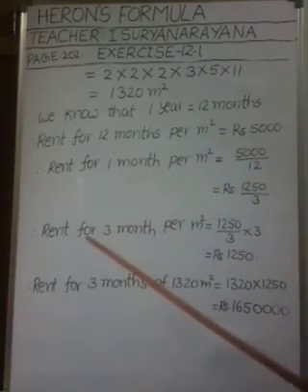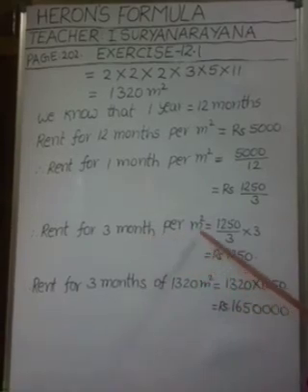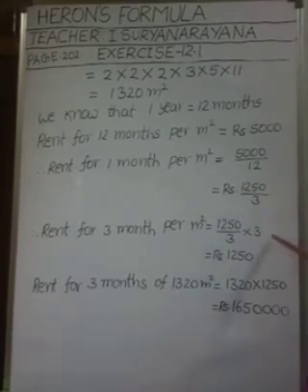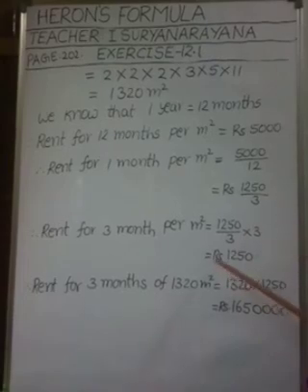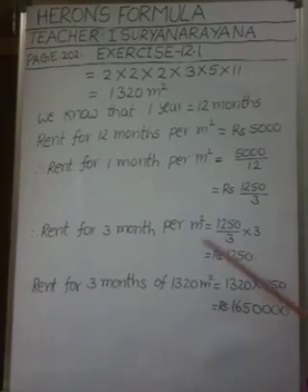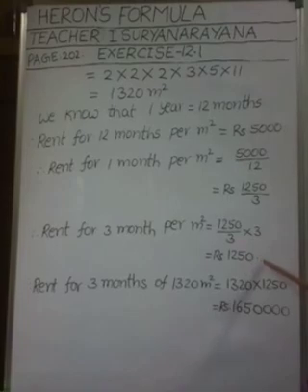Now we have to find the rent for 3 months per meter square. How do you get it? The rent for 1 month into 3. Understood this step, my children? Right. That is equal to, here 3 gets cancelled. What will you get finally? 1250 rupees. This is the rent for 3 months per meter square.